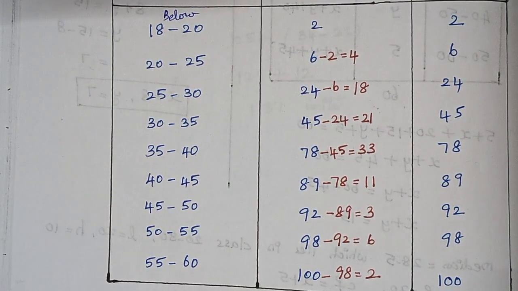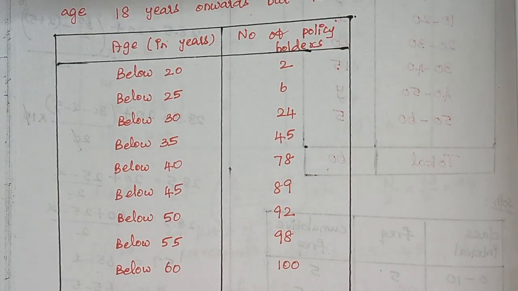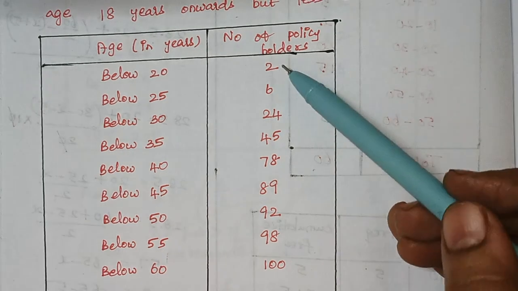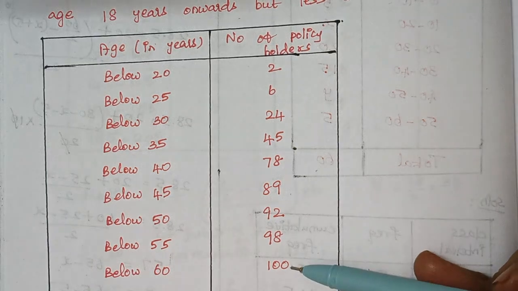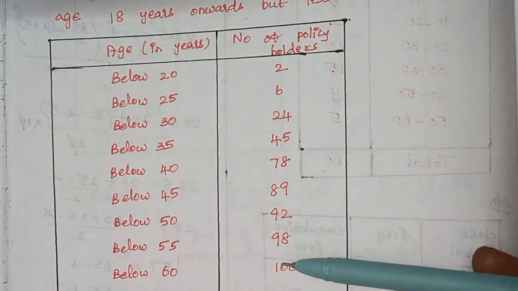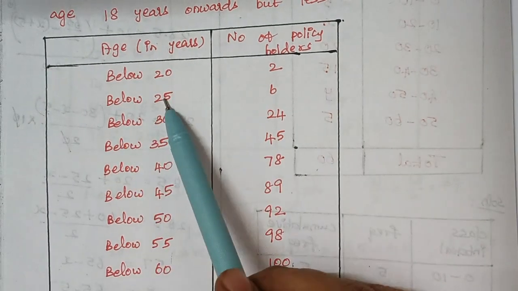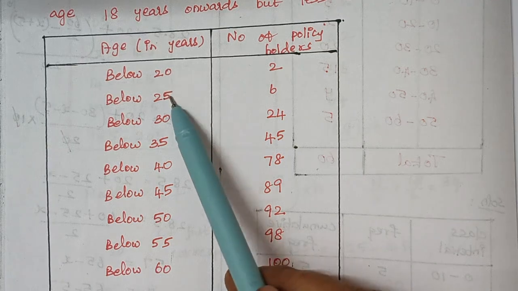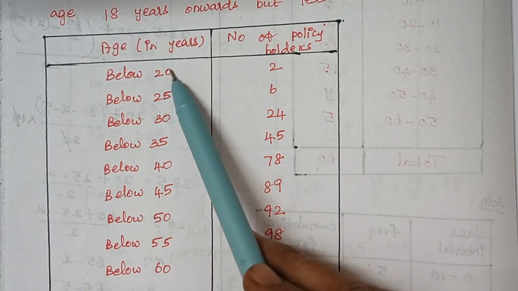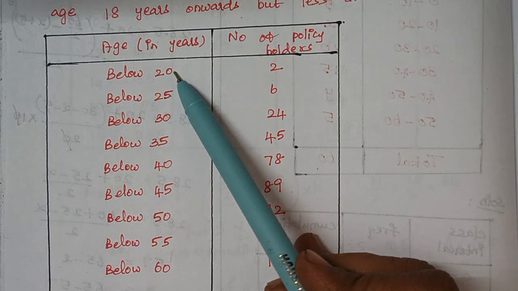Now, when you look at the next column, policy holders, you see the numbers are arranged in perfect ascending order. So what is the clue? Whenever the numbers are in perfect ascending order, it is not frequency, it is a cumulative frequency. The other thing to analyze is that below 25 also includes below 20, because 20 is less than 25. So this below 25 holds the data of below 20 also.